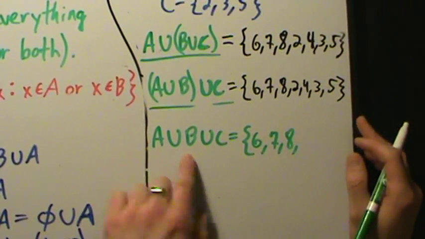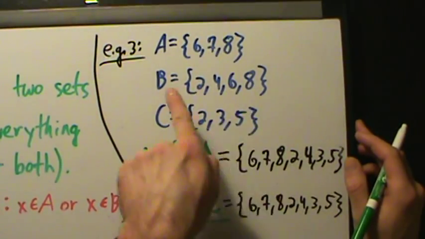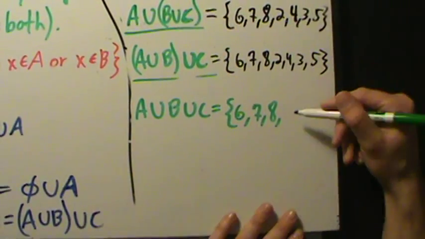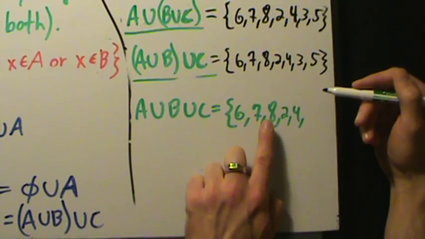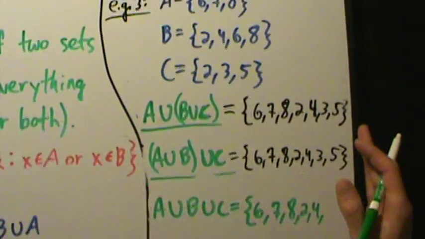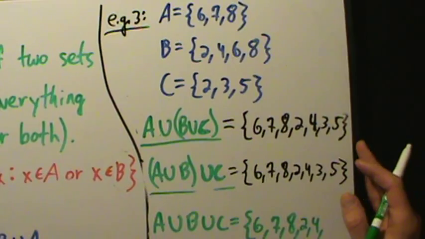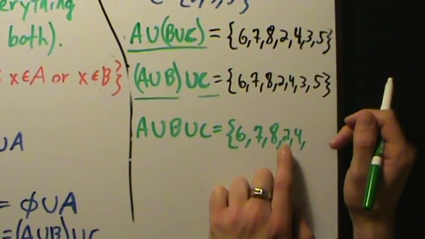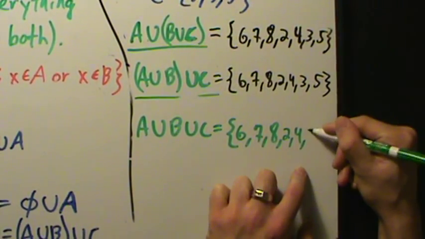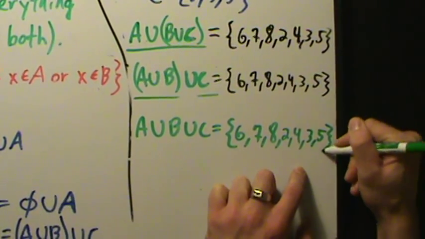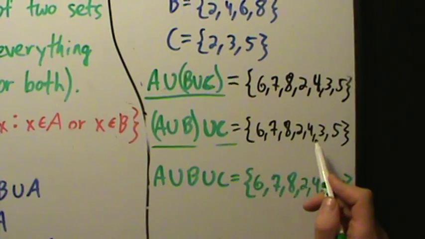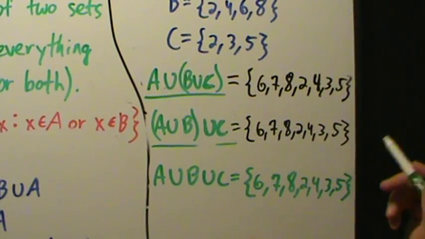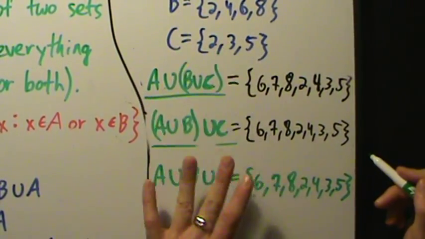What do we get from B? 2, 4, 6, and 8. Okay, 2, 4, 6, and 8. So 2, 4. But we already have 6, we already have 8, so do not write them again. Okay. Now what do we get from C? 2, 3, and 5. We already have 2. Okay, we already have 2. Do not write it again, but we still need 3 and 5. Okay. Well, hey, look. 6, 7, 8, 2, 4, 3, 5. Okay, so we get exactly the same thing.